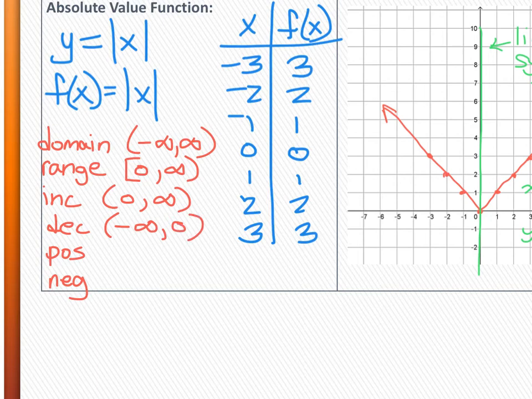And the positive, again, the whole function is above the x-axis. However, because of that vertex there at the origin, and that is neither considered positive nor negative, we have to split this up into two. So, by doing so, we're excluding the 0. Again, that might be a little tricky at first, but by splitting that up into 2, we're excluding 0, and then there is no negative interval.